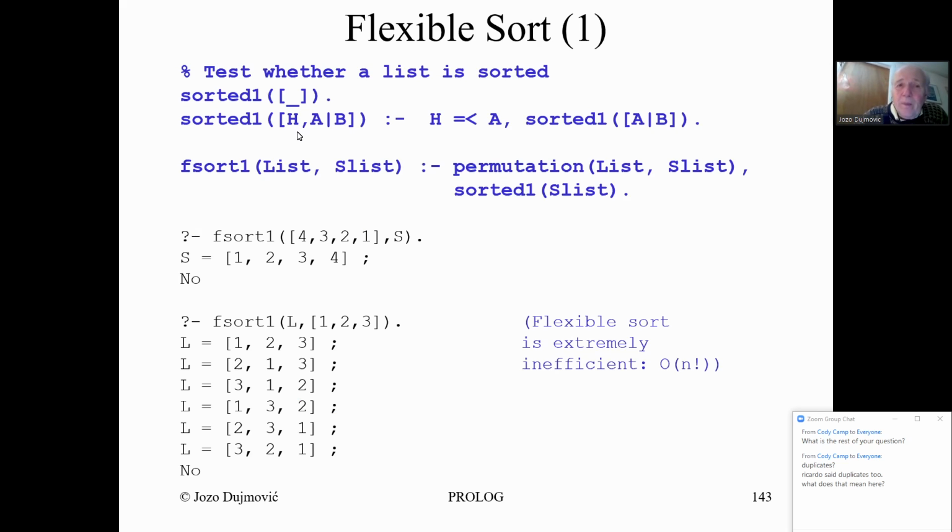Okay, thank you. So you have here that this is going to decompose the list into first element, second element, and the rest of them. So sorted is this list if this first element is less than or equal to the second, and the remainder, that means A and B, which is from the second element to the tail of the list, is sorted.